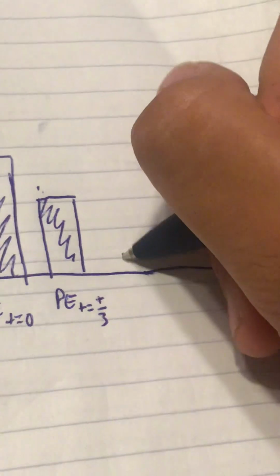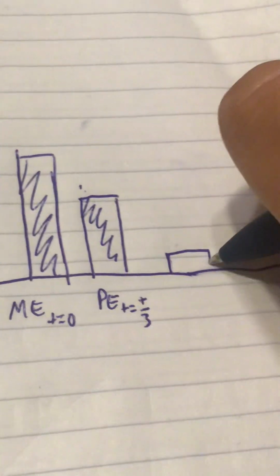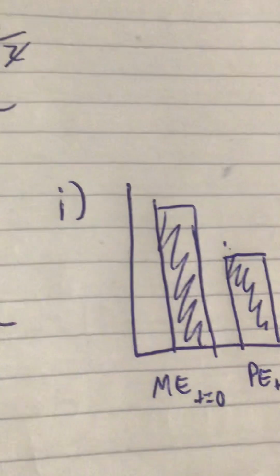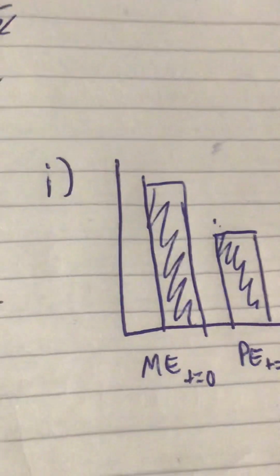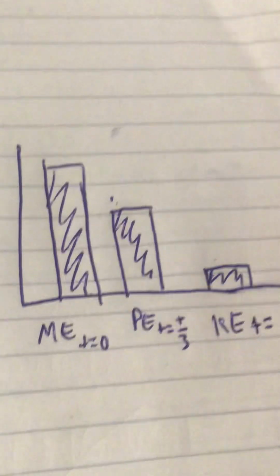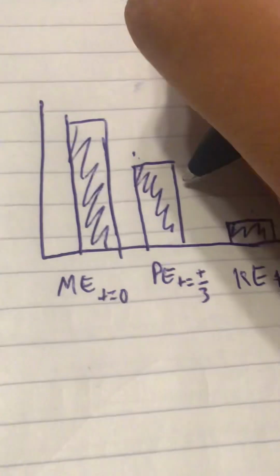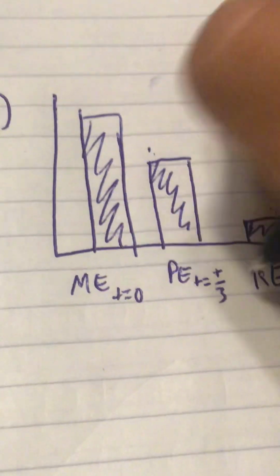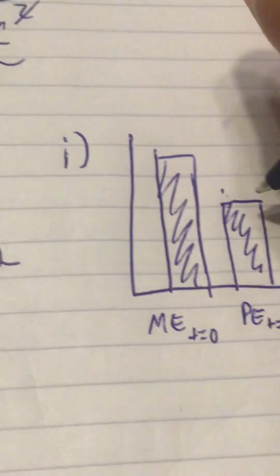We know that the kinetic energy is going to be a smaller amount, as there's still more time to go, or time to accelerate. We also know that the KE added with the PE at t over 3 will not add up to the ME at t equals 0 because of frictional forces.